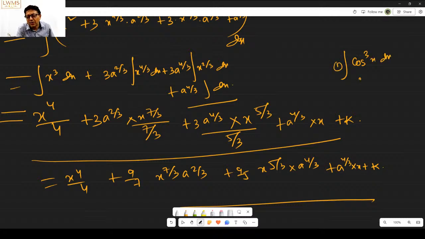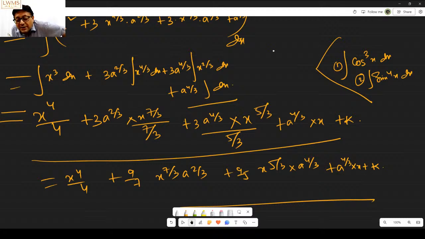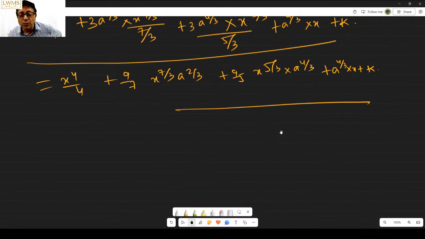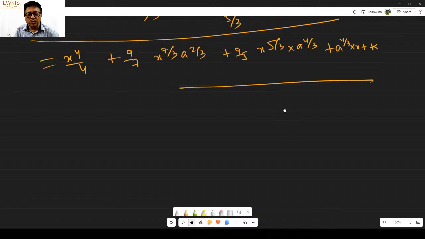Or they are asking sin to the power 4x. Can you answer? For this, we need to learn the formula in modified form. You all understand, no? So side by side, I am modifying all the formulas given over there. Whatever formula is written over there, I am writing one by one here. Why? Because it will reduce your steps.